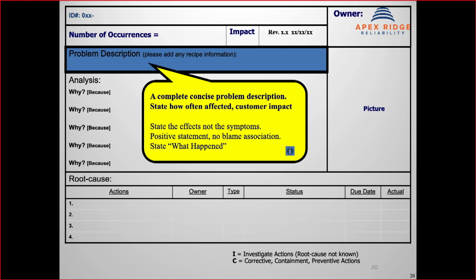We have the problem description here, and it is extremely important that this description be complete and concise, and that it states what's happened and doesn't begin to go into why it's happened. And this can be hard to do. A lot of times when people write problem statements, you accidentally begin to interject your thoughts on what happened and why it happened. It takes a little bit of work to keep it down to just the facts of what was observed. So that's something that everybody should be very willing to correct each other on if you feel that a problem description has gone beyond just the description.